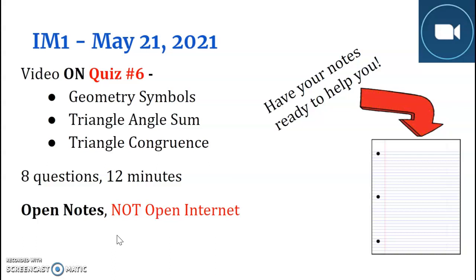We started off by doing quiz number 6 on geometry symbols, triangle angle sum, and triangle congruence. If you missed it, then please contact me as soon as possible to make up the quiz. The time is really running out.